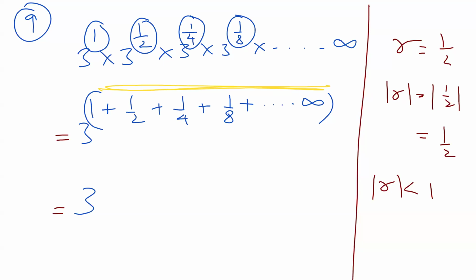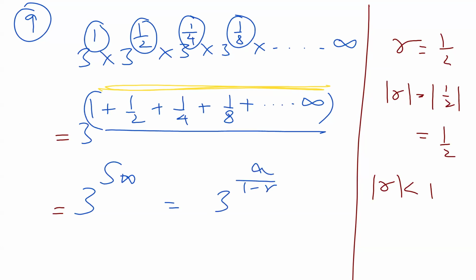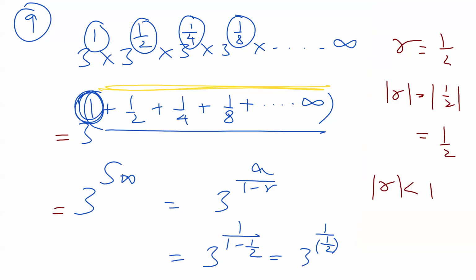So 3 raised to S infinity. This is S infinity. And what is S infinity? A upon 1 minus R. A is 1, the first term. By mistake, do not take the value of A as 3. 3 is not the first term. The powers are in GP. 1 upon 1 minus half. Okay, so this is equal to, denominator will become numerator. Answer is 9.